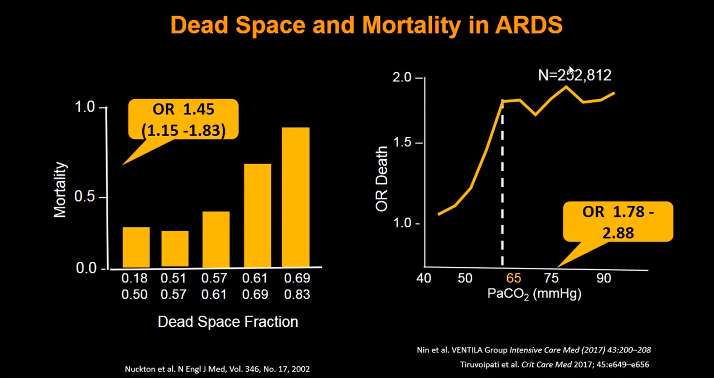And this is new. There are two here I put down, but these are multi-center, thousands of patients in Spain and Australia and New Zealand. Essentially, I put there a graph for you where you can see the odds ratio of death with the PaCO2, and the odds ratio goes up by 1.8 to 2.9 times if the PaCO2 is greater than 65.